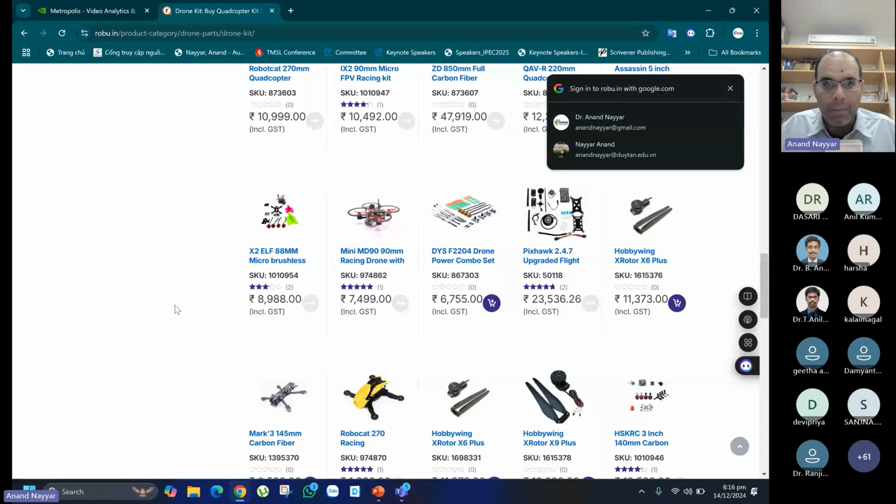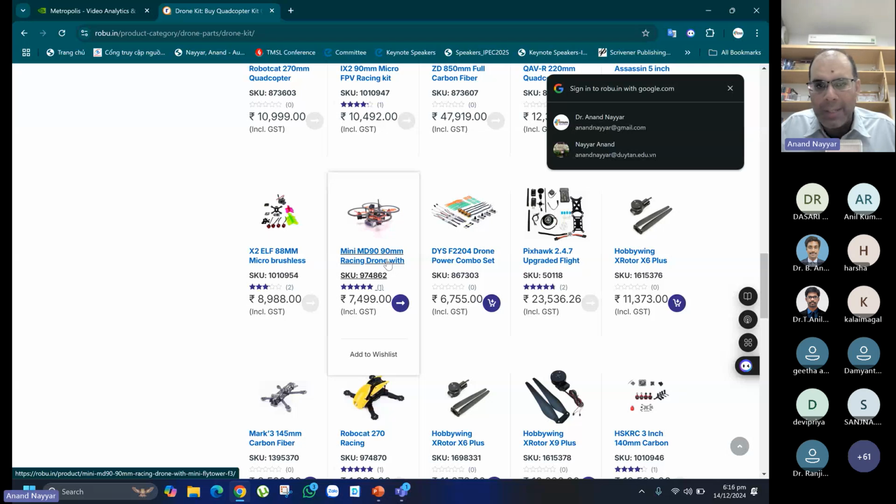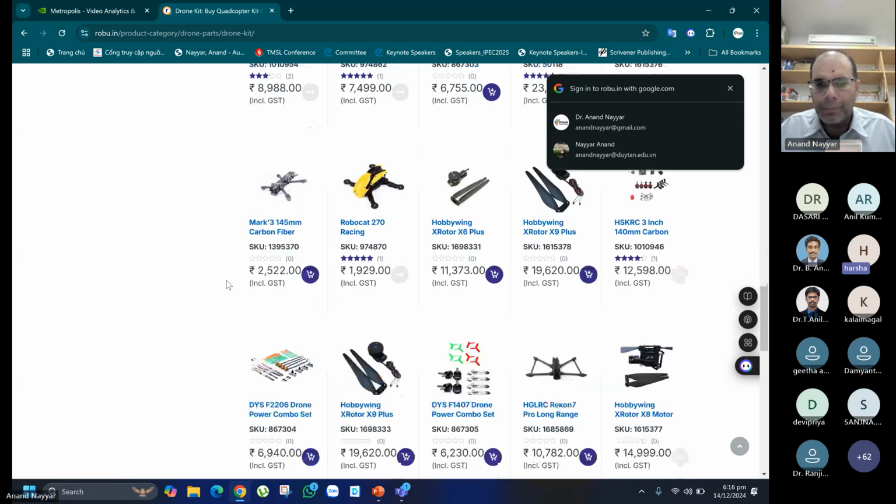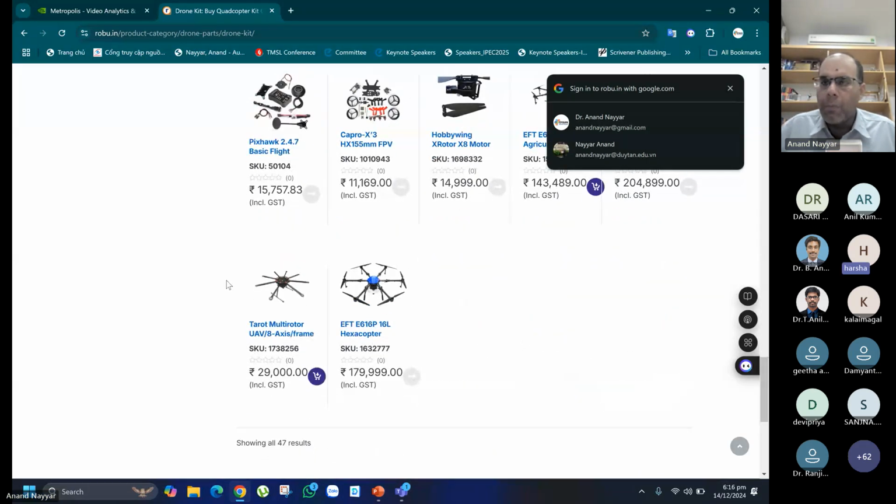Most welcome. You can see right now the mini racing drone is available for only 7,500 rupees. The cheap drone kit is actually customizable, you can even design it as per your own applications. Software, everything is available. Got it, sir? Yes, robo.in and hightechxyz.in. Everything is available. You can order depending on the budget. Any other question?